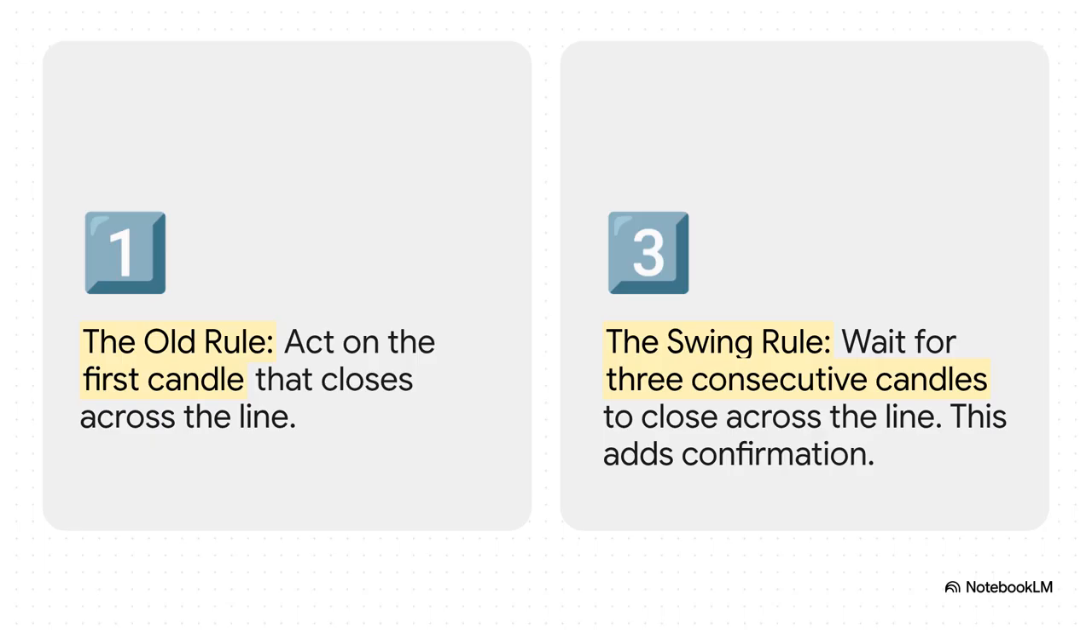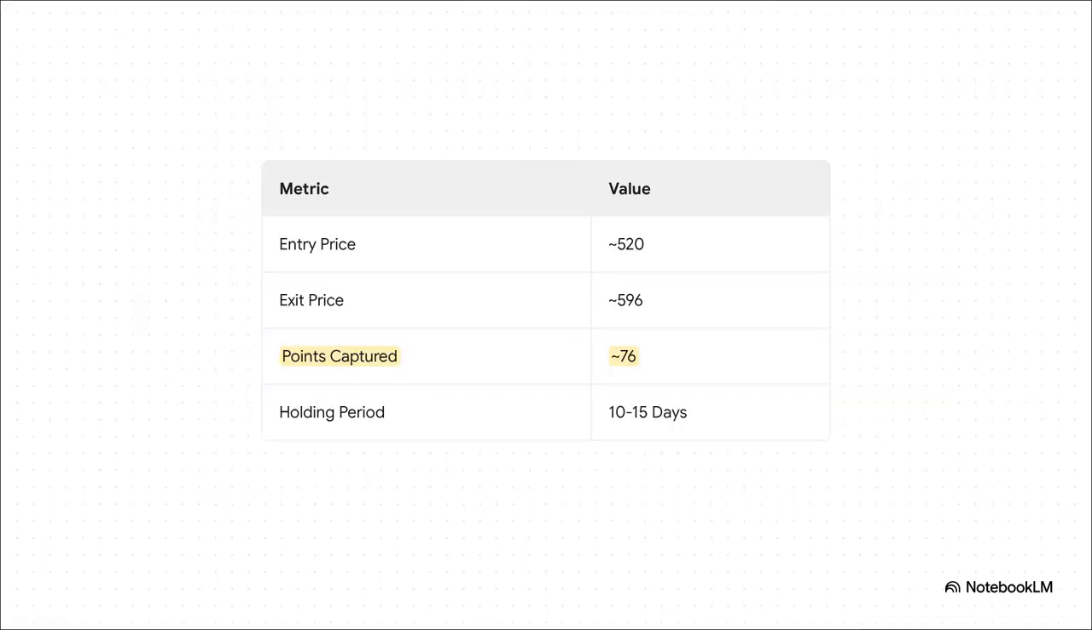Instead of jumping in on the very first candle that closes across the line, we're going to wait for 3 consecutive candles to close on that side. This gives us a much stronger confirmation that a new, more durable trend is actually starting. Let's look at an example with a stock, BDL. Using our new 3 candle rule, an entry signal could have shown up right around the 520 price level. And then, by just holding that position as long as the price stayed above the line, a potential exit could have come around 596, maybe 2 weeks later, capturing a really solid 76-point move.